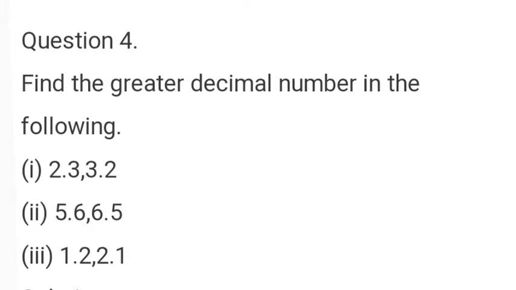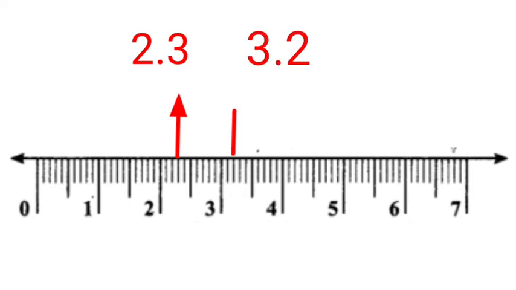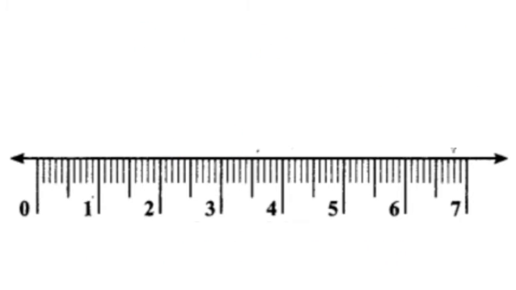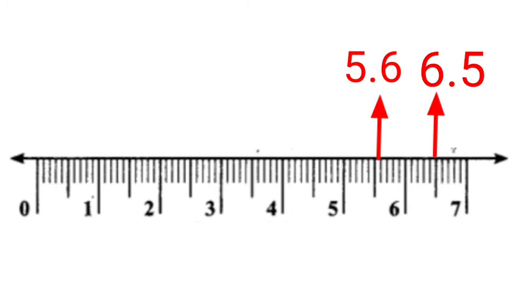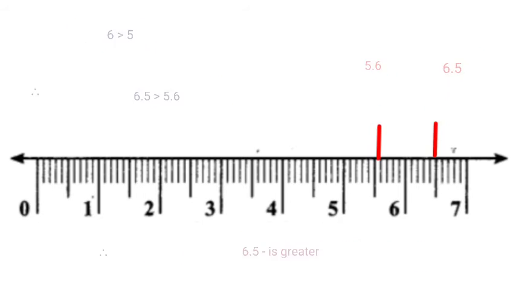Question number 4. Find the greater decimal number in the following. Let's see the answer for subdivision 1. Comparing the whole number parts of 2.3 and 3.2, we get 3 is greater than 2. Therefore, the greater number is 3.2. Subdivision 2. Comparing the whole number parts of 5.6 and 6.5, we get 6 is greater than 5, which implies that 6.5 is greater than 5.6. Therefore, the greater number is 6.5.